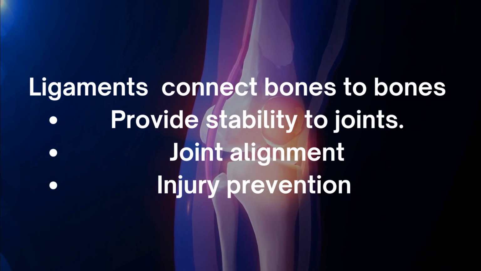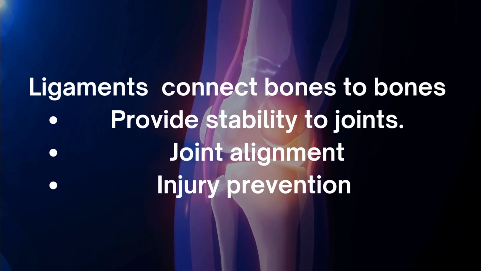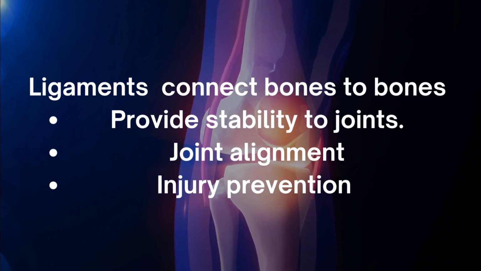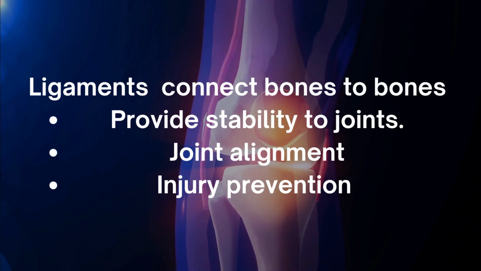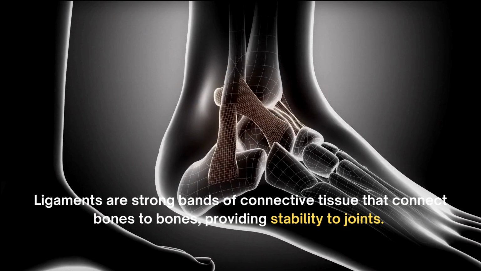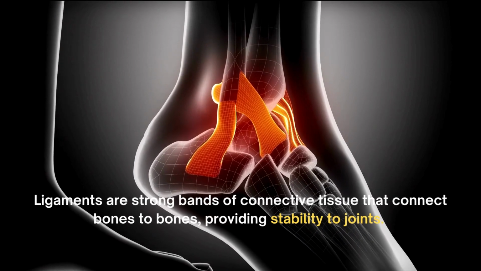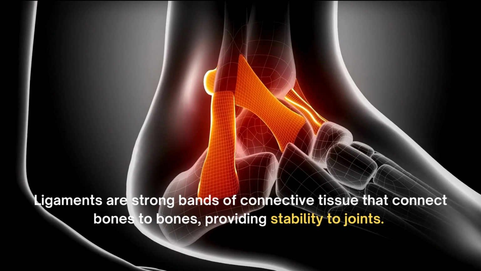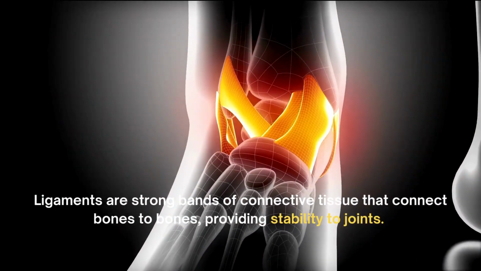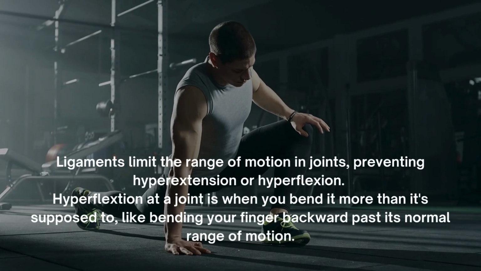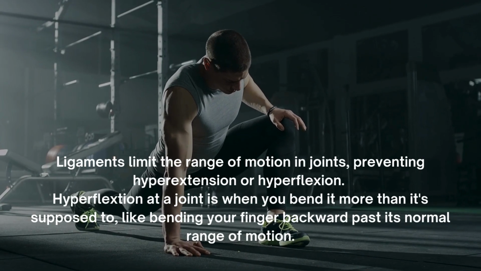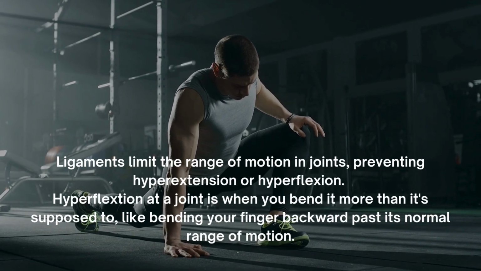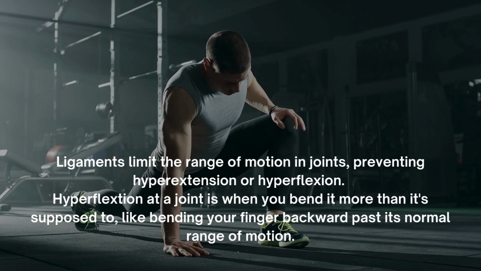Ligaments. Ligaments connect bones to bones. They provide stability to joints, allow joint alignment and injury prevention. Ligaments are strong bands of connective tissue that connect bones to bones, providing stability to joints. Ligaments limit the range of motion in joints, preventing hyperextension or hyperflexion.